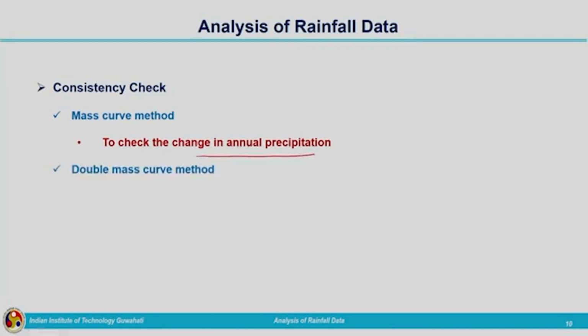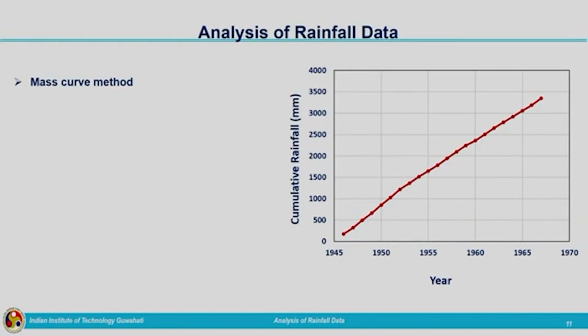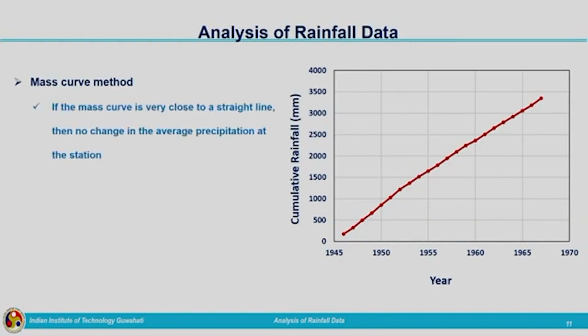The second method is the double mass curve method. This is used for making the correction in the annual precipitation. The inconsistency which is present in the rainfall data series can be corrected by making use of the double mass curve method. Let us see one by one. In the mass curve method, how it is plotted we have seen in the previous lecture. If the mass curve is very close to a straight line, then there is no change in the average precipitation at the station. So, first we will be plotting the mass curve and we will check the curve.